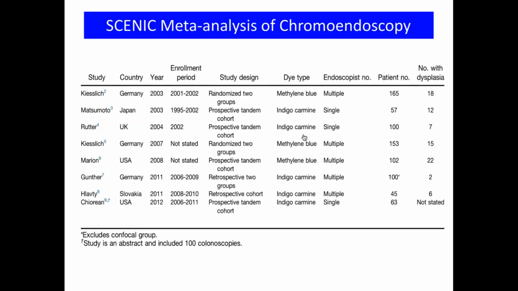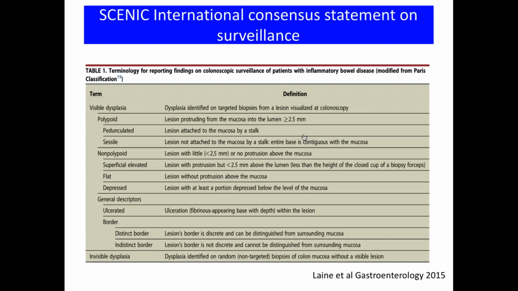However, there are 8 studies, and there is a variety of patients between 160 and 48. But interestingly, the SCENIC guidelines introduce new common terminology for the endoscopies. We introduce polypoid, so the Paris classification, polypoid, non-polypoid, and then most important, they introduce the distinct border and indistinct border, because there is a new concept which is the resectability of the lesion and organ sparing.